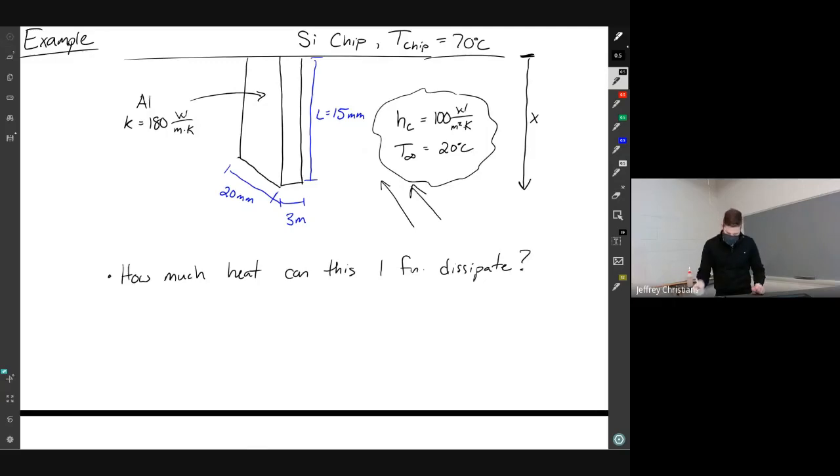So our equation: 0 equals d/dx of A c k dT/dx.